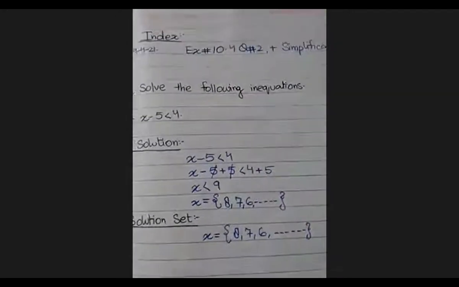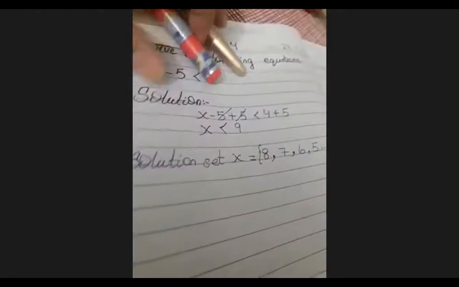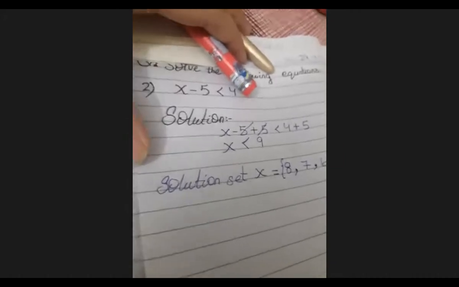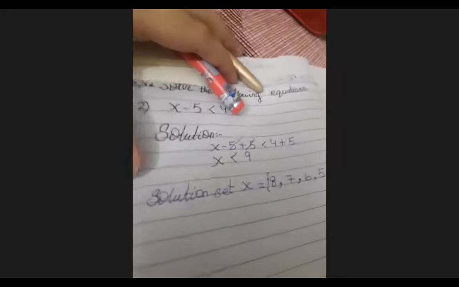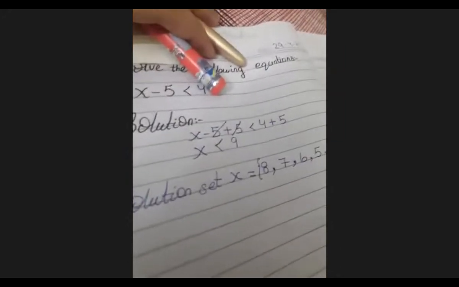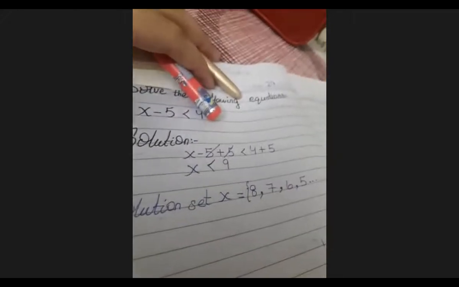Very good. Very good. Iman. Solution set x is equal to 8, 7, 6. Very good. Okay, write down the answer. Solution set x is equal to. Okay, who is this? Suhema. Suhema, answer 8. Right, beta, right answer.